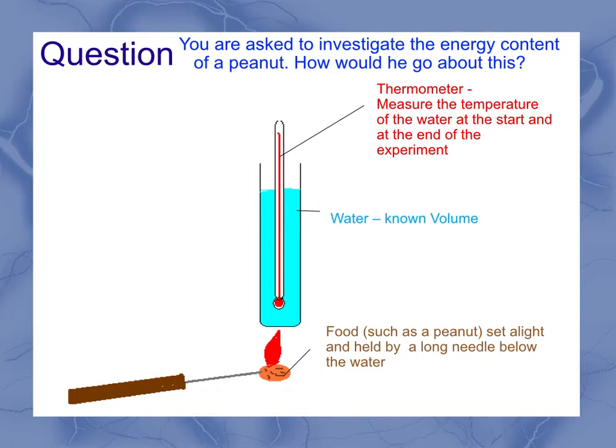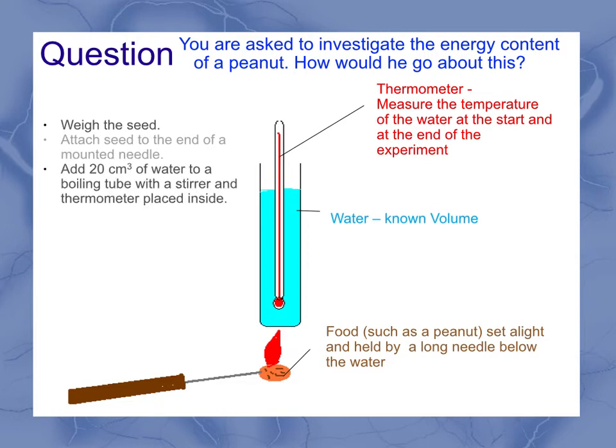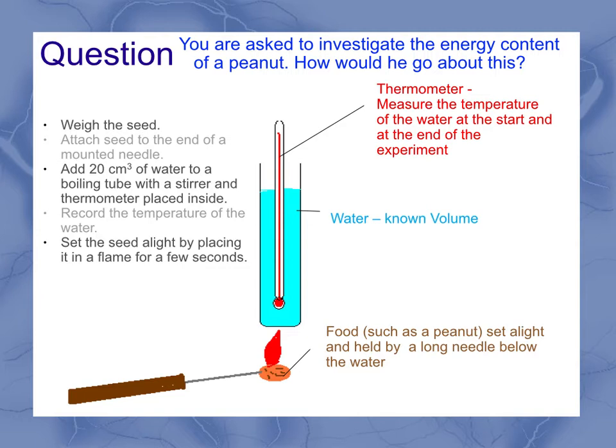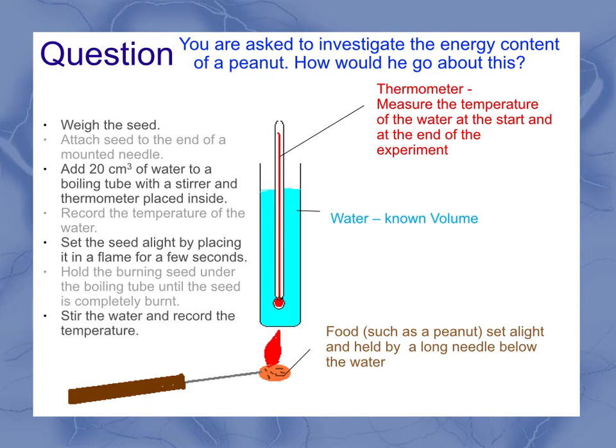So the procedure is as follows. You weigh the seed or the peanut, then you attach it to the end of a mounted needle, and you add a certain volume, for example, 20 cubic centimeters of water to the boiling tube with a stirrer and thermometer. You record the temperature of the water, then you set the peanut or the seed alight by placing it in a flame for a few seconds. And you hold the burning seed or peanut under the boiling tube until it is completely burnt. And you've got to stir the water and record the temperature. So you're looking at the change in temperature from the start of the experiment to the end of the experiment.